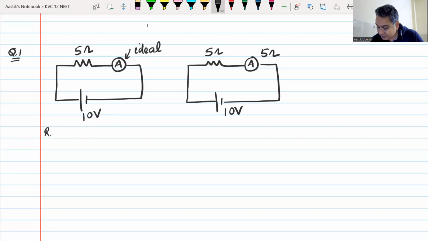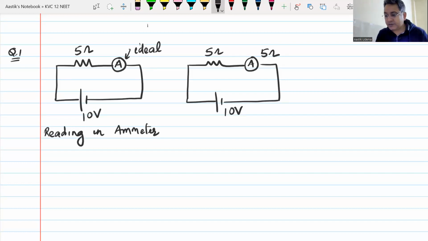Now, whenever I say reading in the ammeter, it simply means the current in that branch. Do we understand this? Yes or no? Am I audible and visible to all of you? Okay. You have to find the reading in the ammeter and the percentage error.